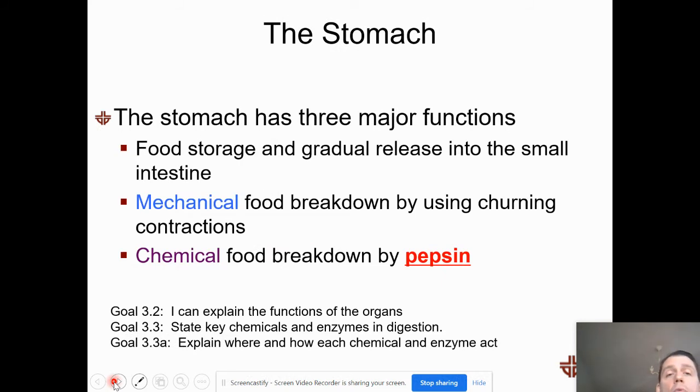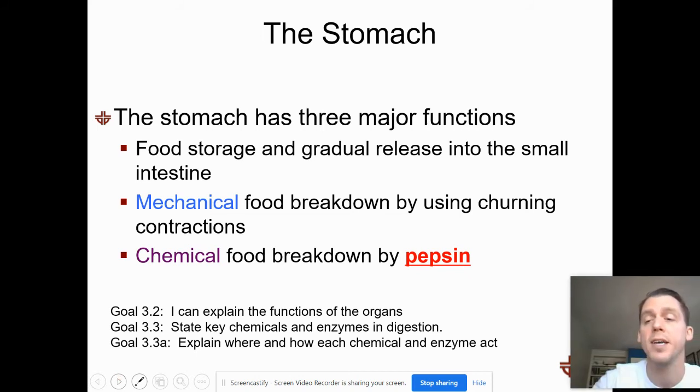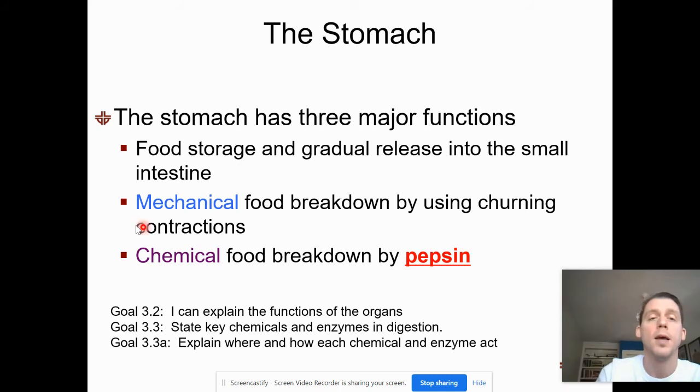The stomach has three major functions. The first is food storage. When you eat, your food can sit in your stomach for a while, and it's going to gradually release tiny amounts of food into the small intestine, so your small intestine doesn't get overwhelmed. Your stomach is also going to mechanically break down food because it's made of muscle. It's going to churn and churn and churn that food.